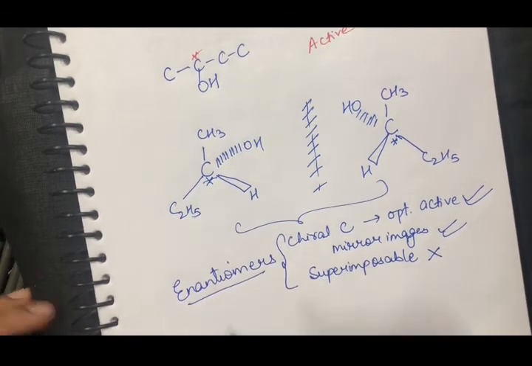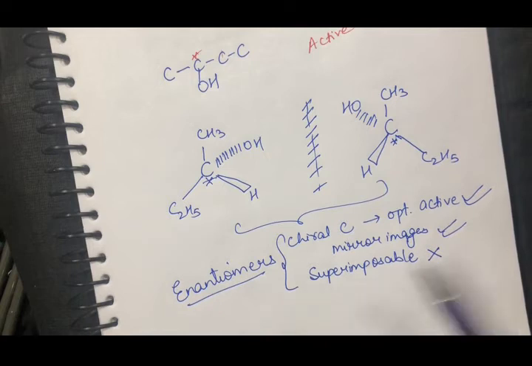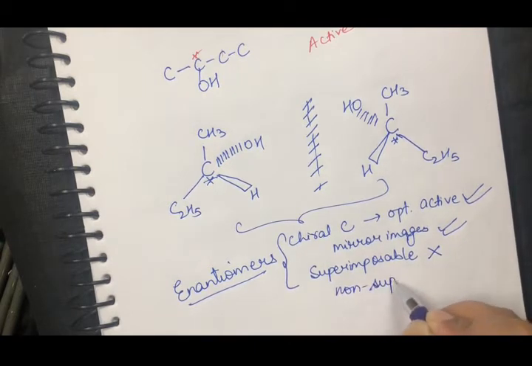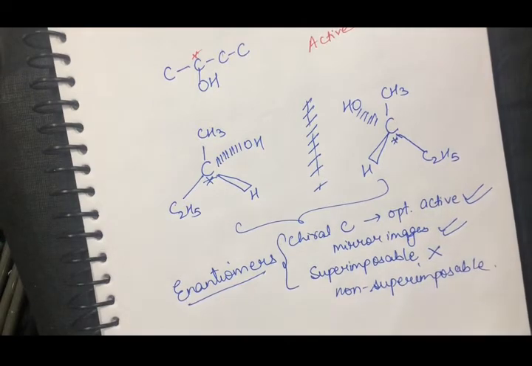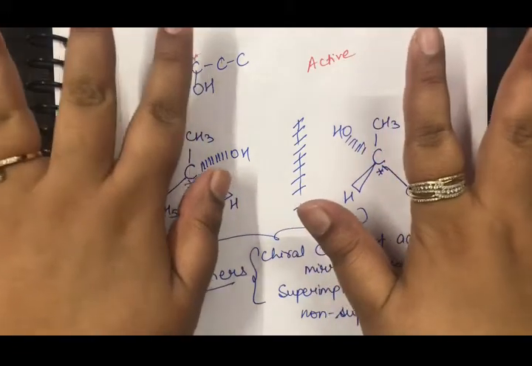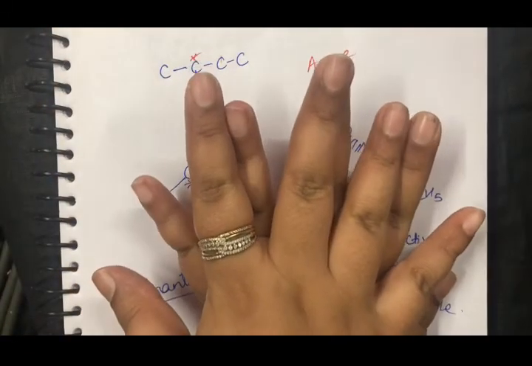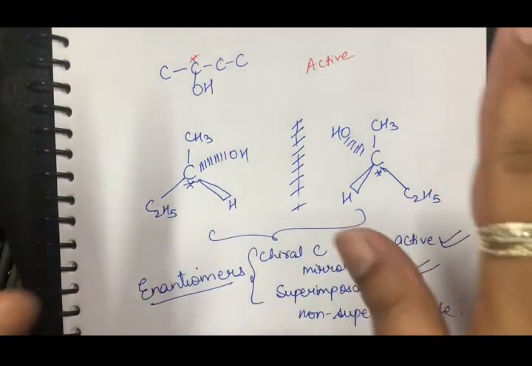So what are enantiomers? Enantiomers are the compounds which are optically active. They are mirror images of each other, but they are non-superimposable. For example, the very common example, the basic thing that I can tell you: this is my one hand, this is my other hand. They both are mirror images of each other, right? But if I pick it up like this, can I superimpose them? No, I cannot. So both my hands are a perfect example of enantiomers.